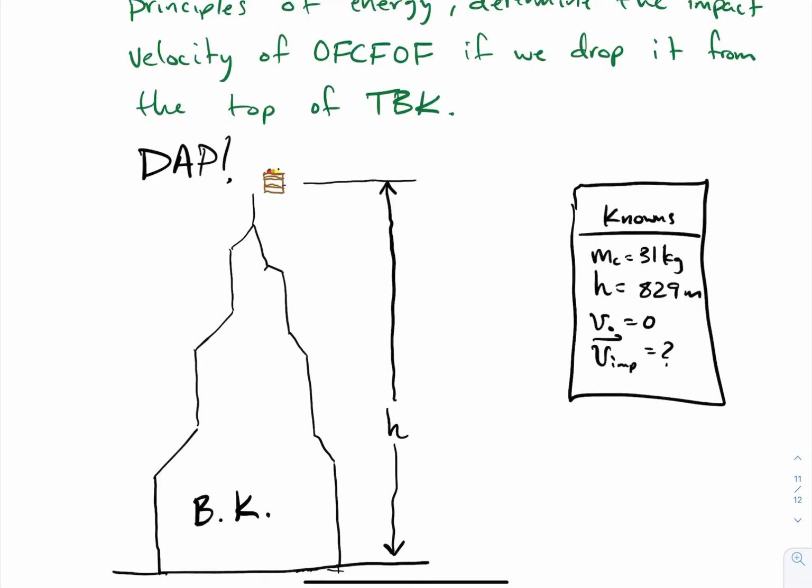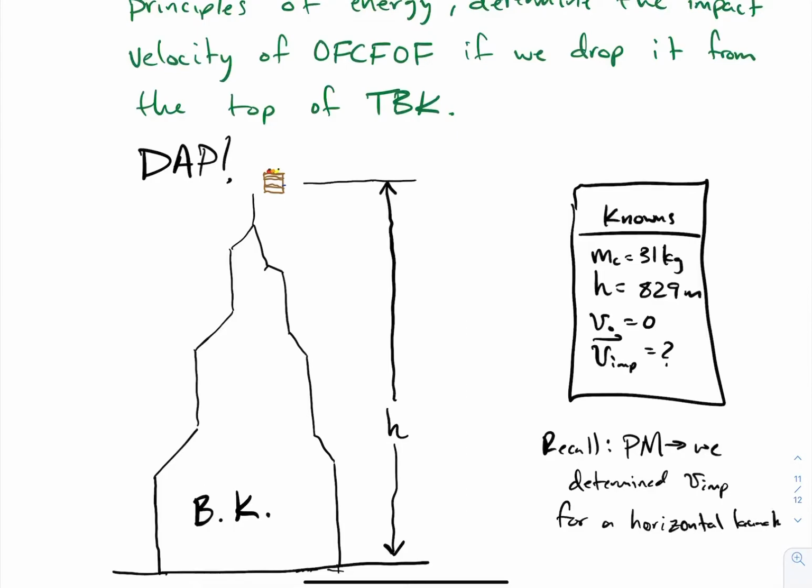And so actually going into this, let's just note this. Recall, from projectile motion, we determined the impact velocity for a horizontal launch. So this isn't being launched, it's being dropped, which means it has no initial velocity, as we put in our knowns.